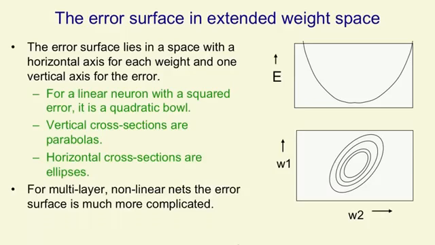For a linear neuron, the errors that you make for each set of weights define an error surface, and this error surface is a quadratic bowl. That is, if you take a vertical cross-section, it's always a parabola, and if you take a horizontal cross-section, it's always an ellipse. This is only true for linear systems with a squared error. As soon as we go to multi-layer nonlinear neural nets, this error surface will get more complicated. As long as the weights aren't too big, the error surface will still be smooth, but it may have many local minima.